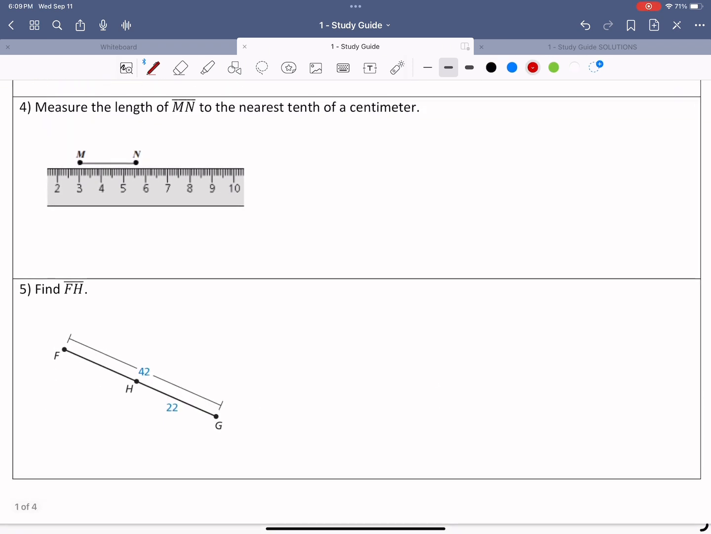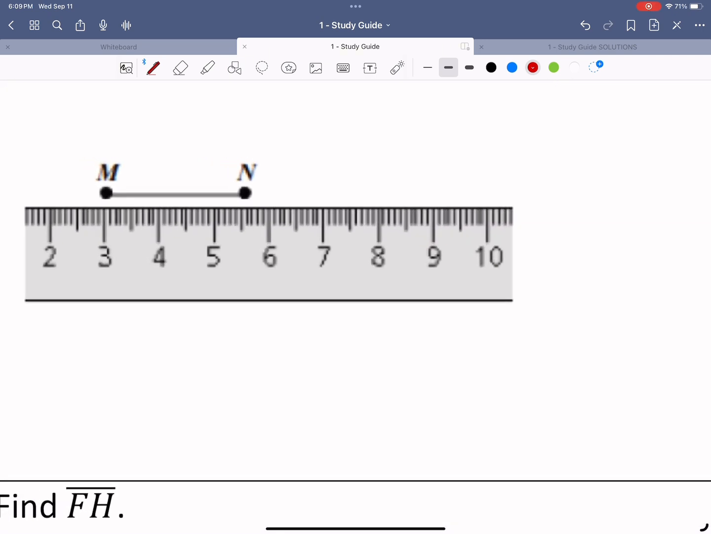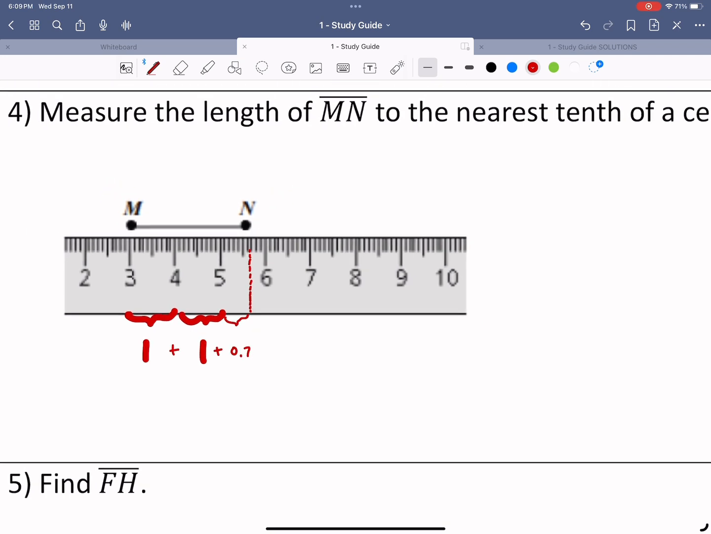Okay, so measure the length of MN to the nearest tenth of a centimeter. Okay, this one's pretty easy. Literally, as long as you have 1/10 of a brain, you should be able to solve this one. This is 1, right? This length is also 1. This length is, let's do a little smaller. This length, if you just really zoom in, it's about 0.6 or 0.7. I'm going to be a little generous here, say it's 0.7. That's going to be roughly about 2.7.